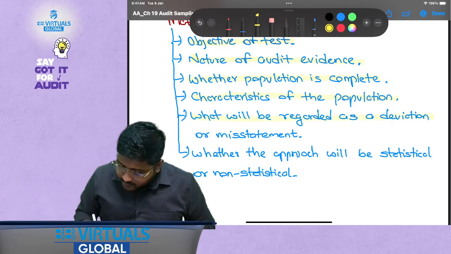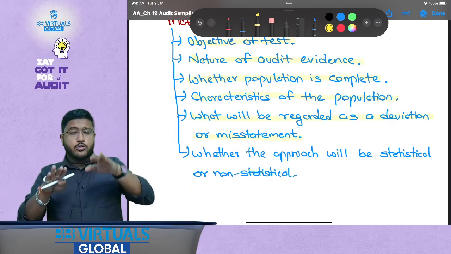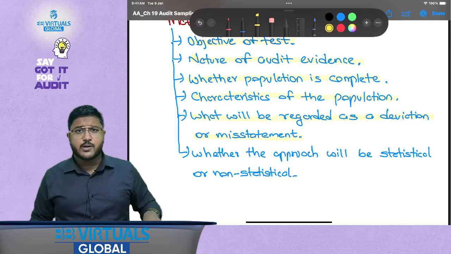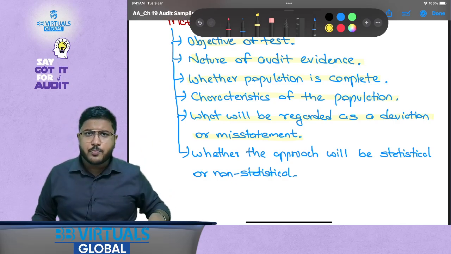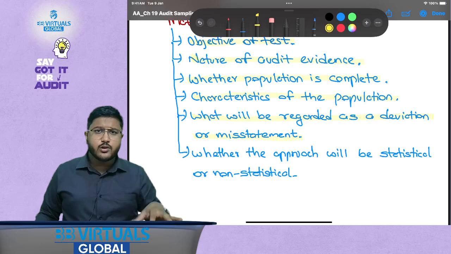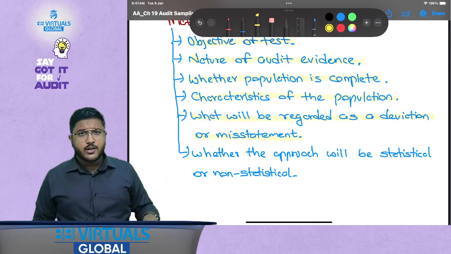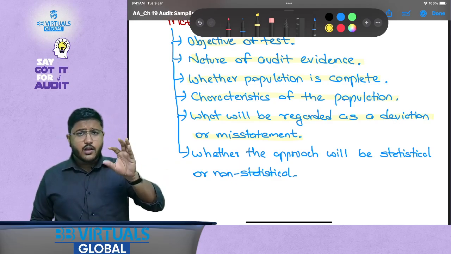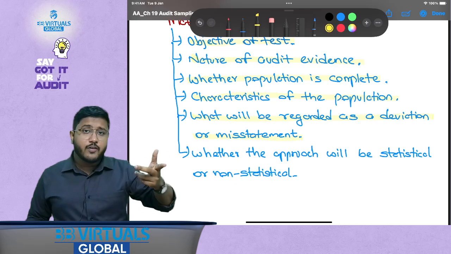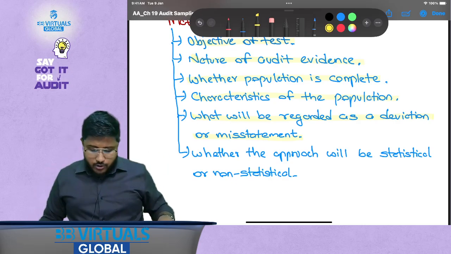What will be regarded as a deviation or misstatement, that is, what amount of difference would be regarded as a deviation or misstatement. For example, a difference of say 0.1 rupees between the invoice amount and the actual amount, or a difference of say 10 rupees in certain cases, might not be called one. For example, there are certain cases where rounding off happens, so that would not be called a misstatement or deviation, right?